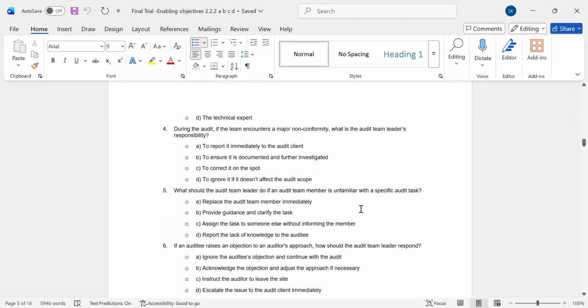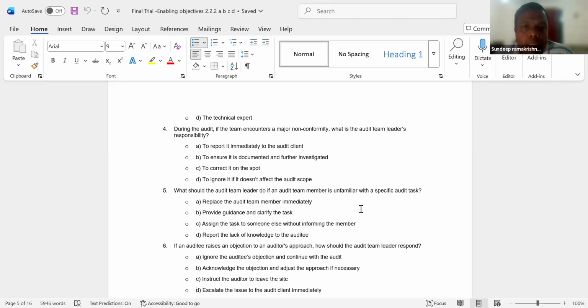During the audit, if the team encounters a major non-conformity, what is the audit team leader's responsibility? To report it immediately to the audit client, to ensure it is documented and further investigated, to correct it on the spot, or to ignore it if it does not affect the audit scope. B, to ensure it is documented and further investigated. Yeah, B is the best fit answer.